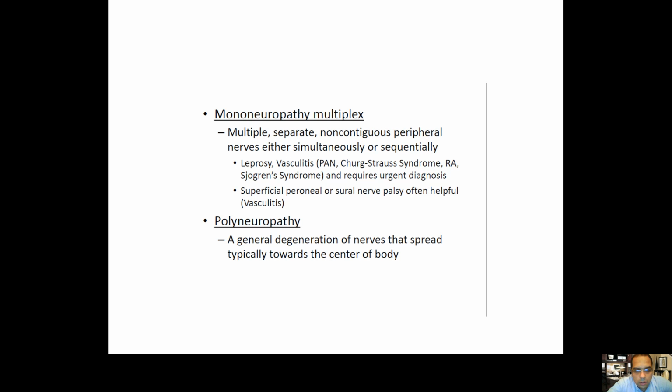And also, we have another category which is called polyneuropathy. Polyneuropathy is a general degeneration of nerves that typically spreads towards the center of the body. So, for example, you all know the stocking and glove hypoesthesia of diabetes, and it starts slowly sweeping up to produce a high stocking and glove.